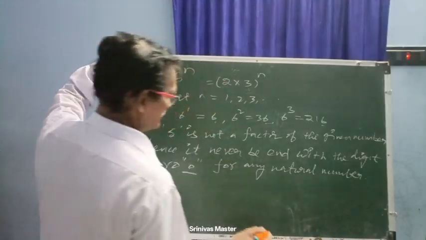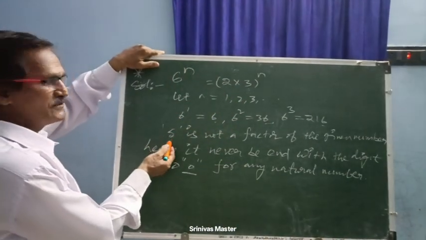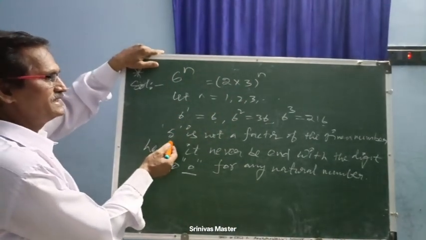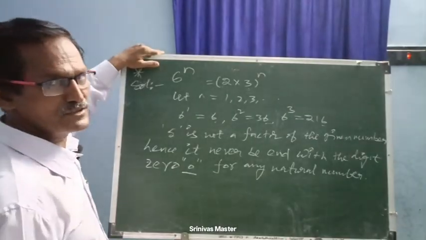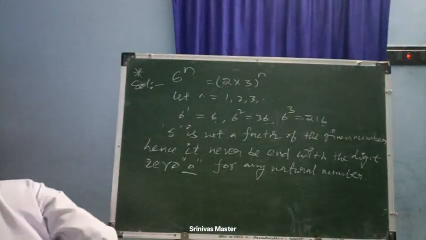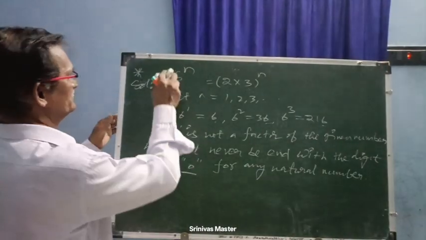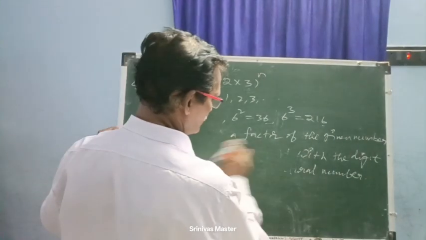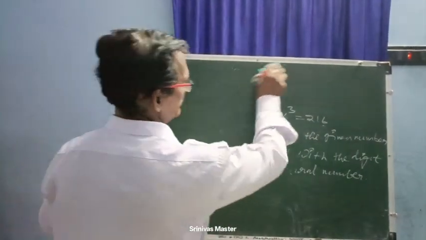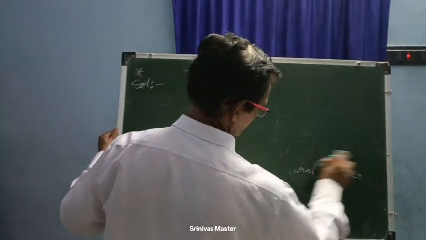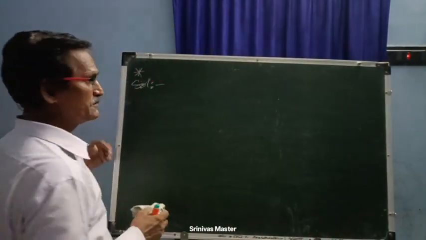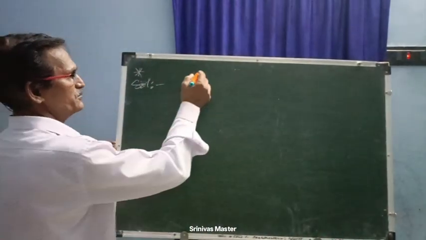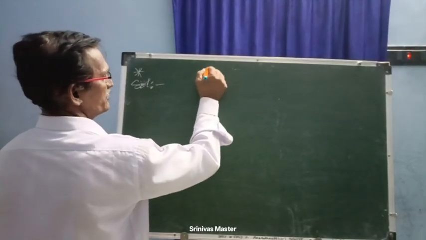That means if 5 is one of the factors, then only it is possible. Okay, children. Now, the next model. Every concept and every problem is very important. Be careful, you should practice. That model you can do as homework, some of the problems.